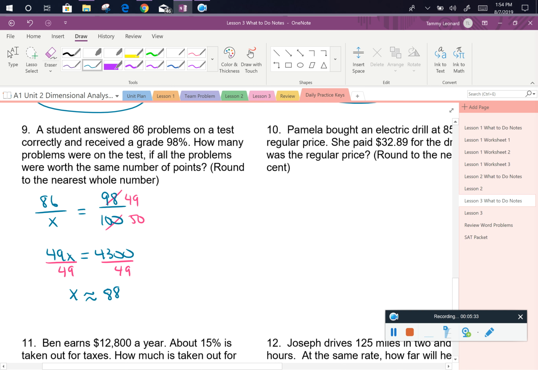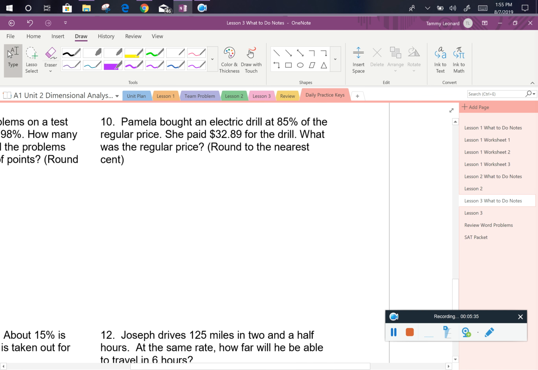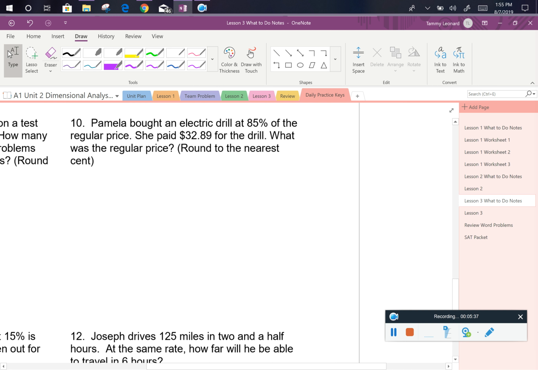Pamela bought an electric drill at 85% of the regular price. She paid $32.89 for the drill. What was the regular price? Well, the regular price would be the whole. This is some percentage of that. So $32.89 is the part of an unknown whole at 85% of the regular price.